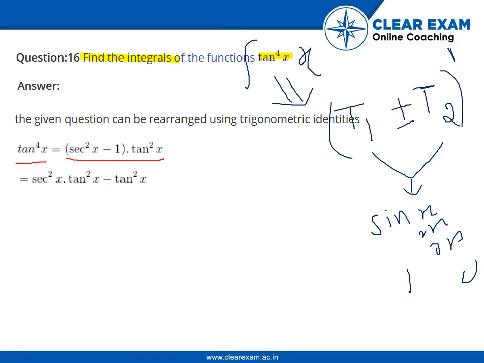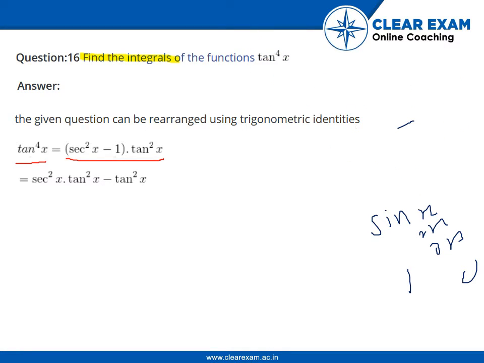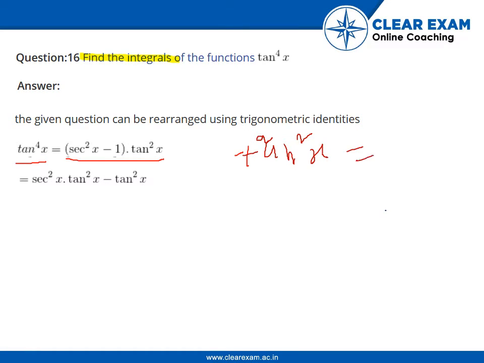How do we get this step? Let me show you. We already know that tan square x is equal to sec square x minus 1. This is our identity. So we are breaking tan to the power 4 x as tan square x into tan square x, and we replace one of the tan square x terms with sec square x minus 1.